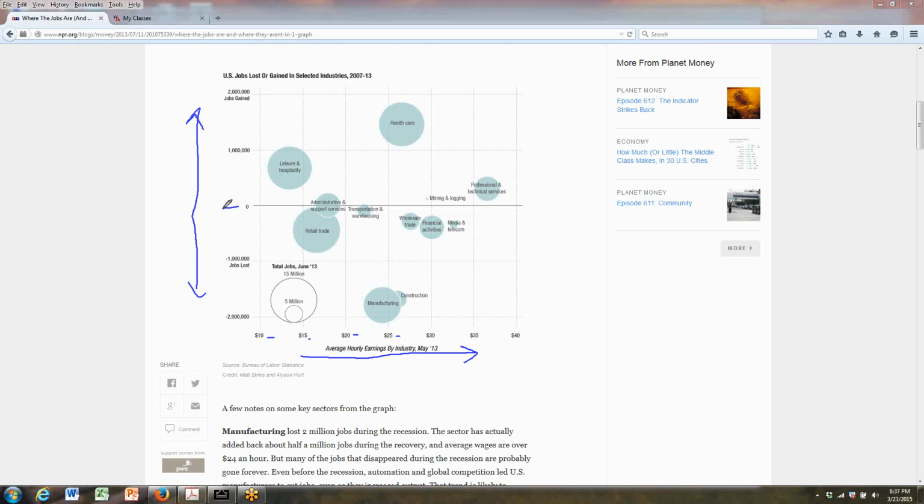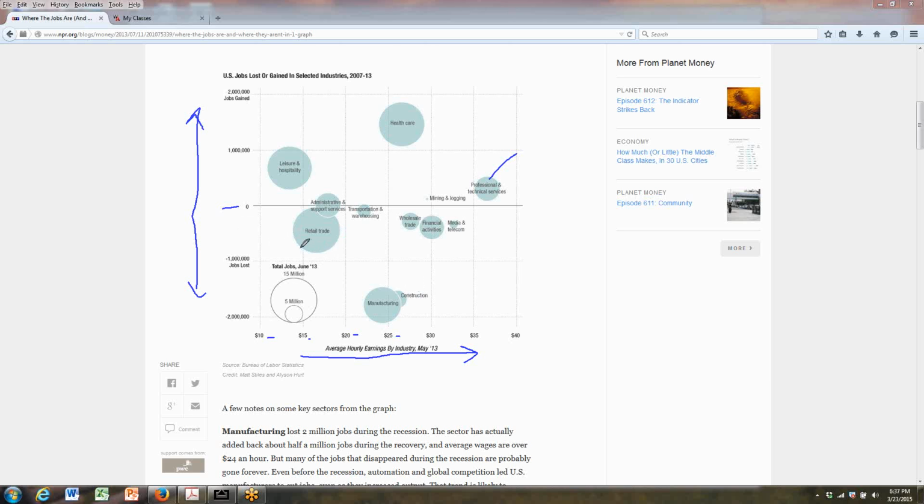You haven't gained jobs or you haven't lost jobs. Anything above that, you've gained jobs. Anything below that, you've lost jobs. All right, so going left to right is your hourly wage. So this is the highest hourly wage on the chart, professional and technical services. The lowest would be this leisure and hospitality. All right, now people that have gained the most jobs, healthcare, because it's further up. People that have lost the most jobs, manufacturing, which is no surprise to us in this area. Construction, no surprise to us in this area.